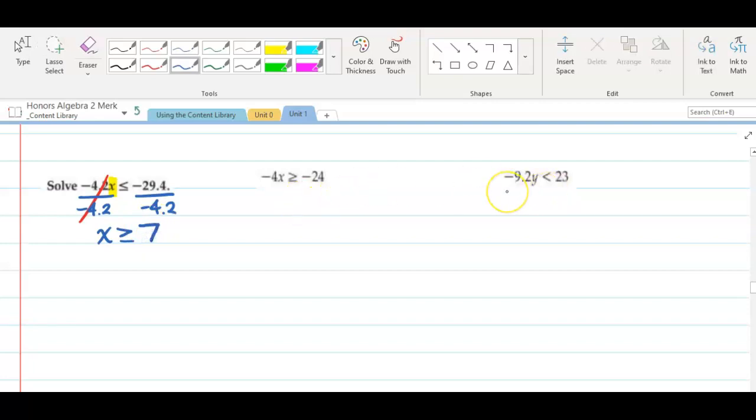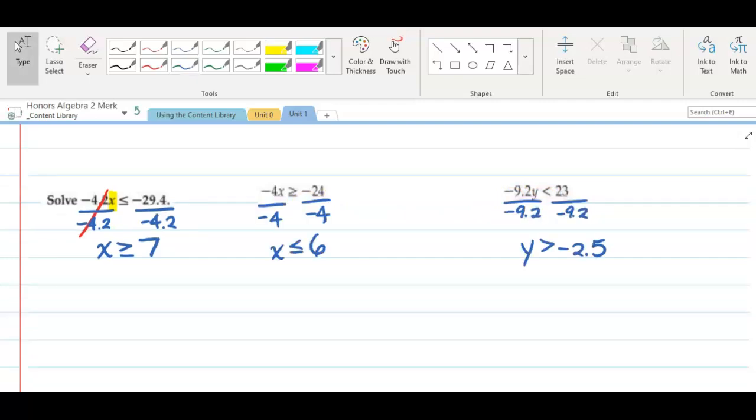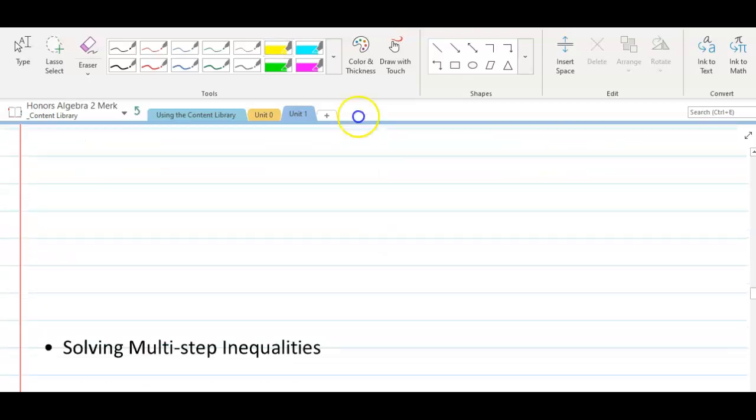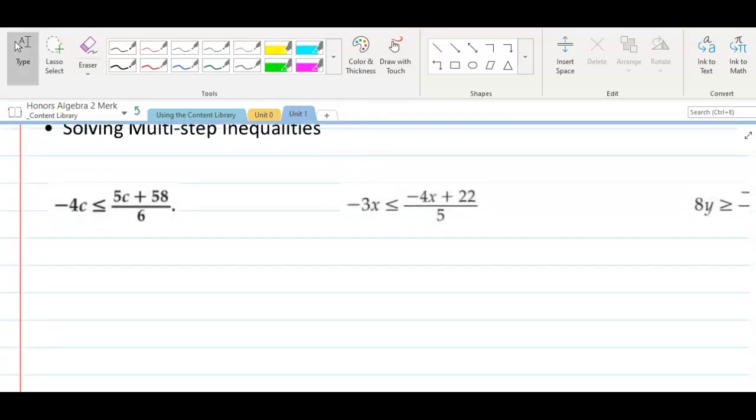Go ahead and try the next two. Pause your video, see if you get the same thing. In both of these examples, we're dividing by a negative, so our inequality symbol is going to flip in both cases, from greater than or equal to less than or equal to, and vice versa. Let's try a multi-step inequality.